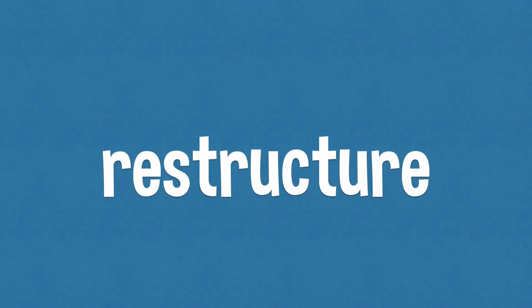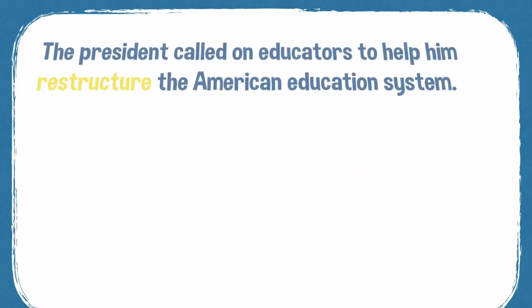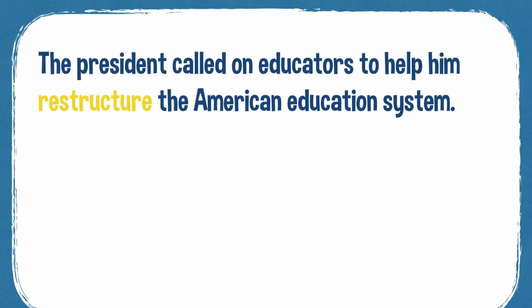Our next word is restructure. Restructure. If you restructure an organisation, you change the way it is organised, usually to make it operate more effectively. And at the start of the word restructure, you've got the prefix re, which means again. So if you restructure, then you structure something again. So for example, the president called on educators to help him restructure the American education system.